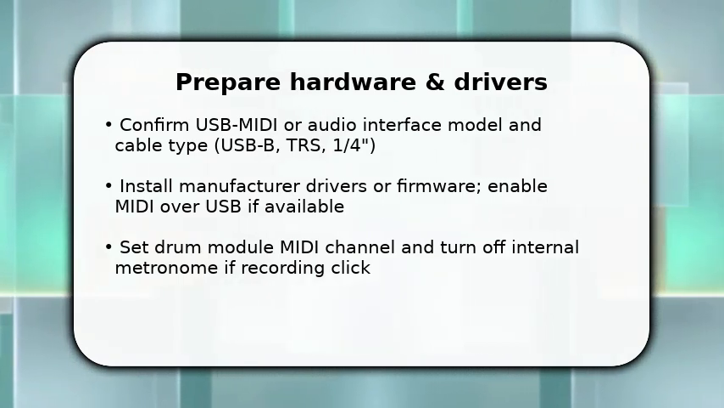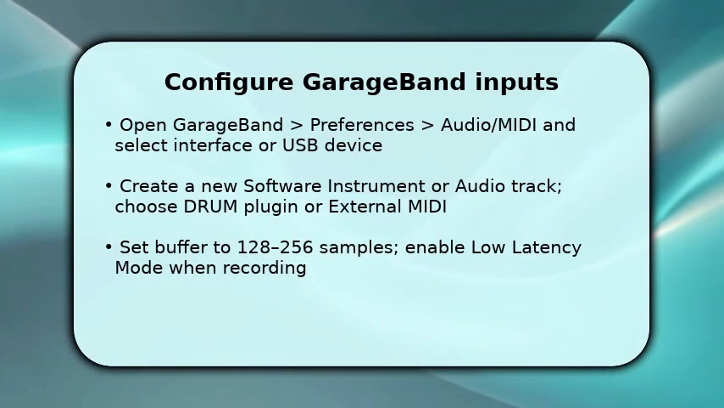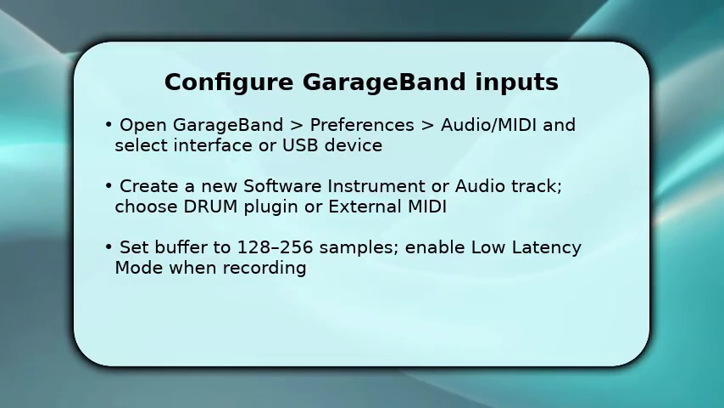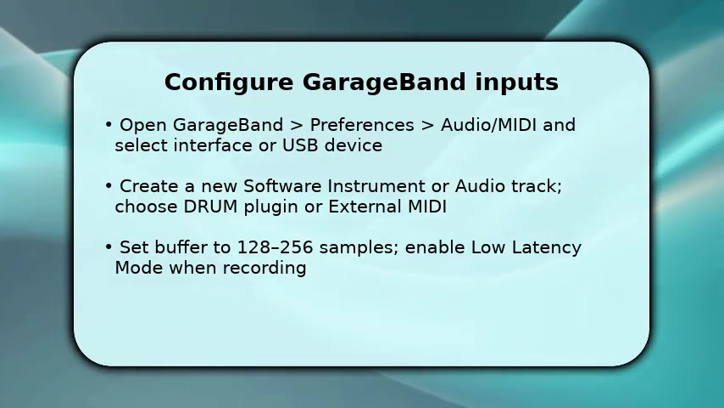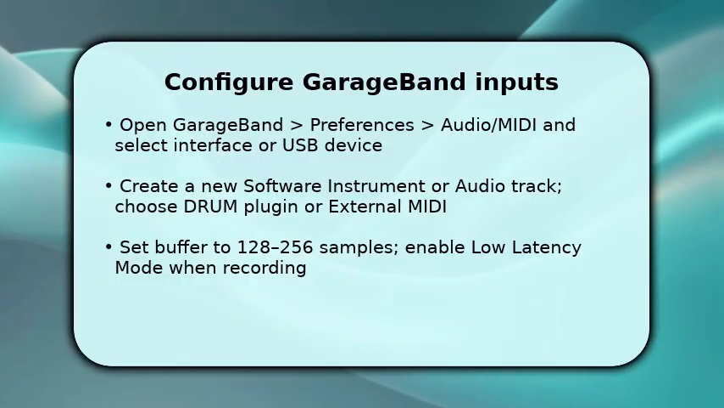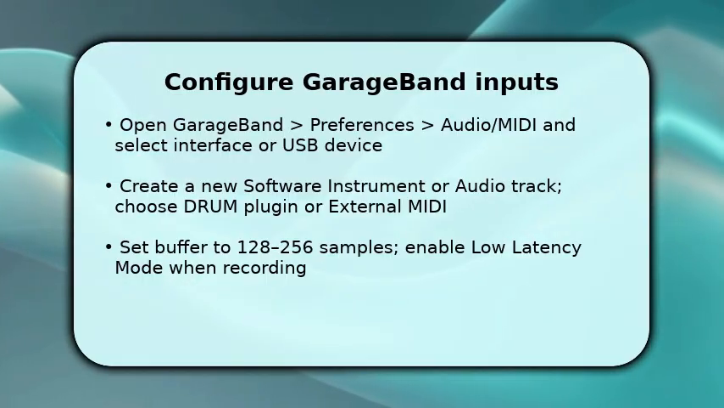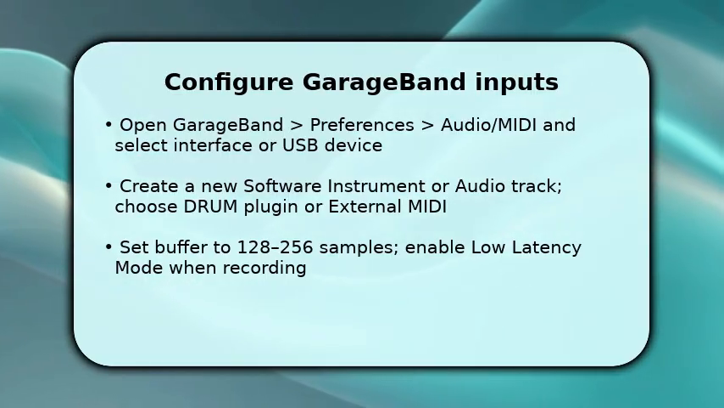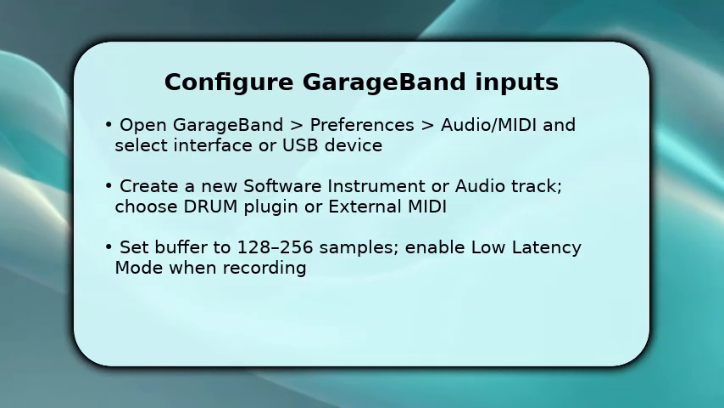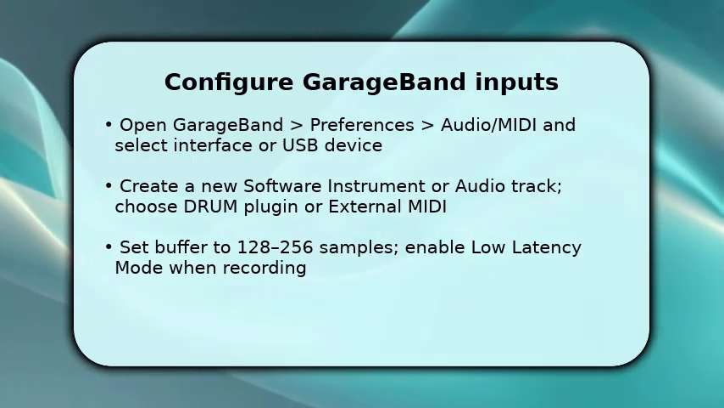Now move to Garageband itself. Open Garageband and choose Preferences, then Audio/MIDI. Select your connected interface or USB MIDI device as input. Create a new track. Use a software instrument if you want Garageband drum sounds, or an external MIDI/audio track to record raw triggers or audio from the module.